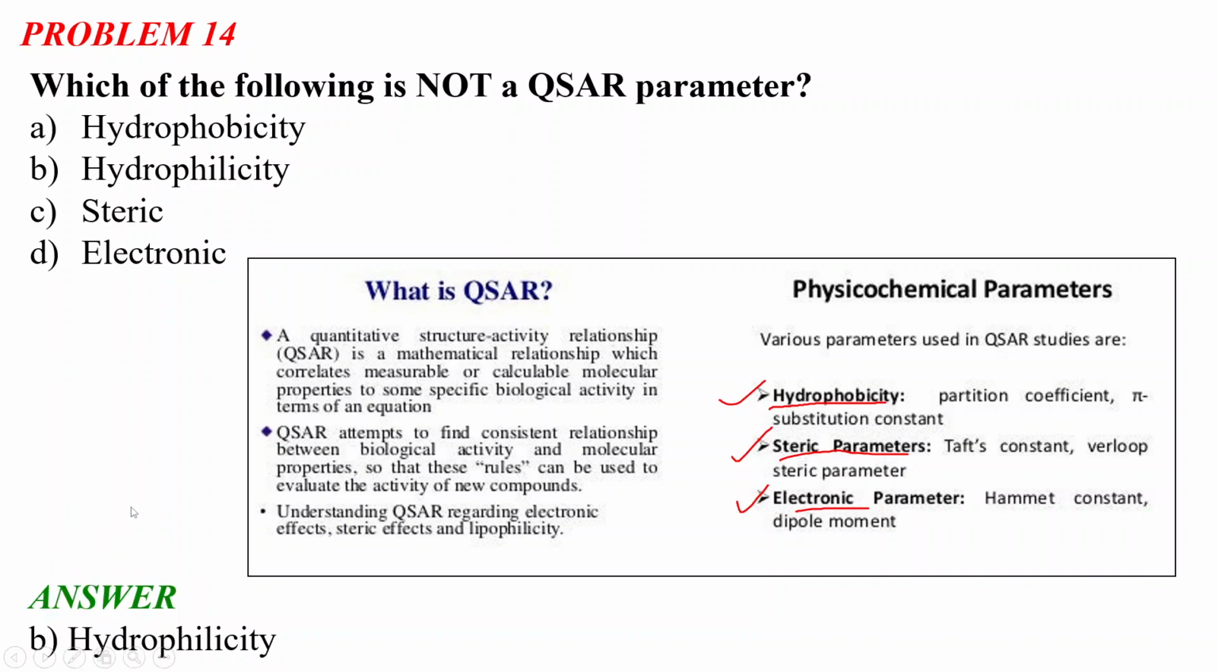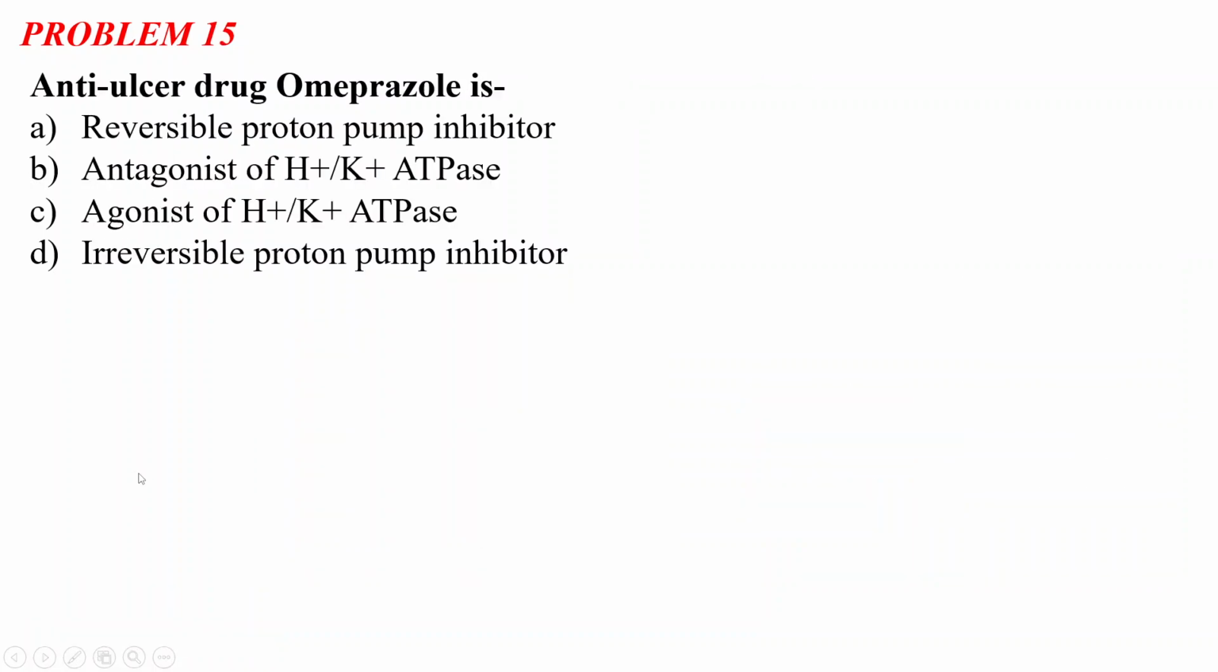So, I think it is clear. Now, I will move toward the last question of today's session. Problem number 15 says: the anti-ulcer drug omeprazole is option A, reversible proton pump inhibitor; option B, antagonist of H plus K plus ATPase; option C, agonist of H plus K plus ATPase; and option D, irreversible proton pump inhibitor.